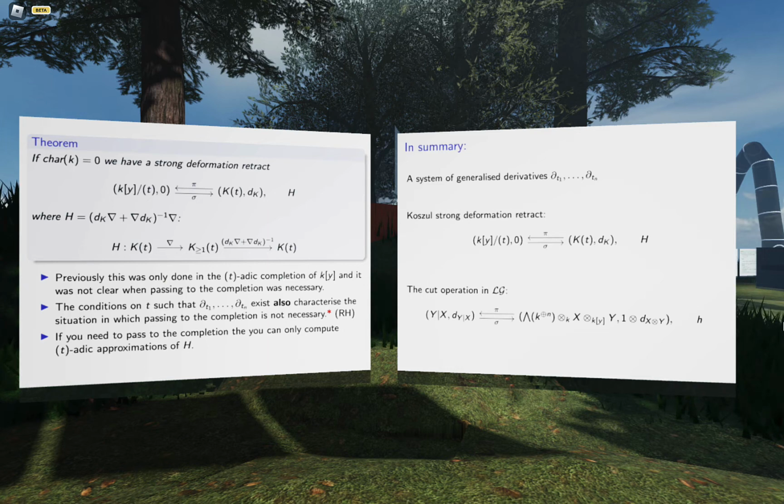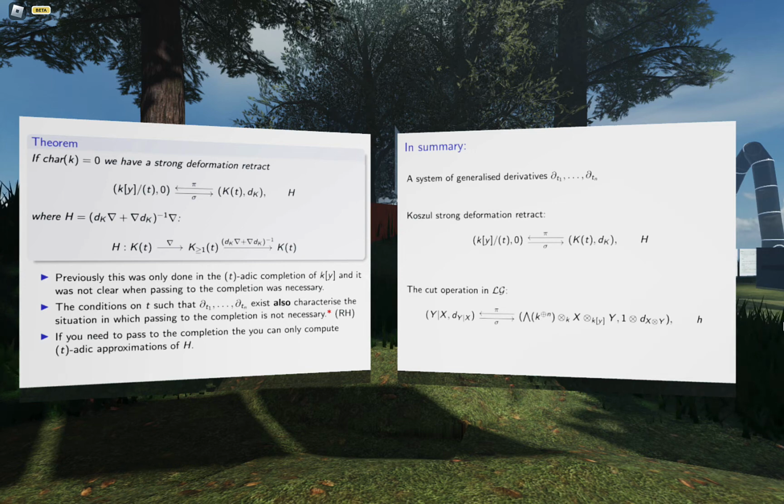Okay, so why do we care about whether or not we need to pass to the completion? If we pass to the completion, then we can only compute this homotopy H up to t-adic approximation, right? If we have to pass to the completion for some reason. And why is this a problem? Well, let's think about why we're actually doing this.